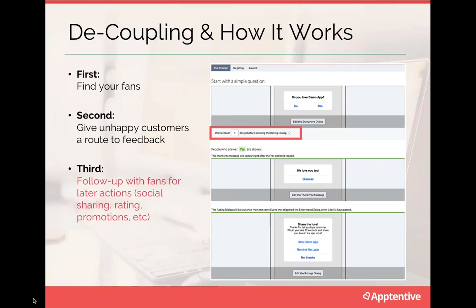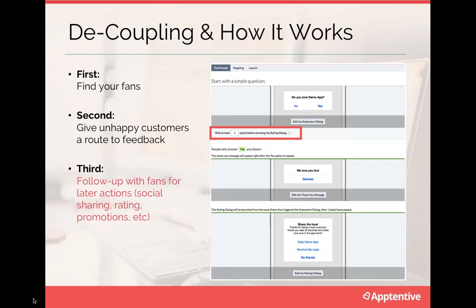Third is the decoupling part. The decoupling part says that if you have found somebody who is a fan, when you ask them if they love the app, it is decoupled from the next action. And that next action, in this scenario that we're showing in the screenshots here, could potentially be the rating dialog. But that next action could also be something like social sharing.